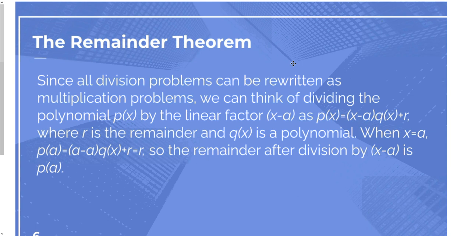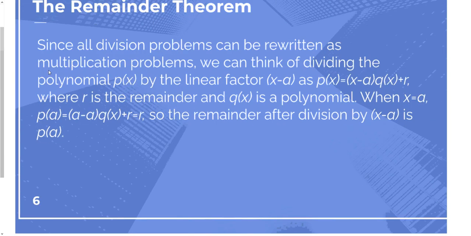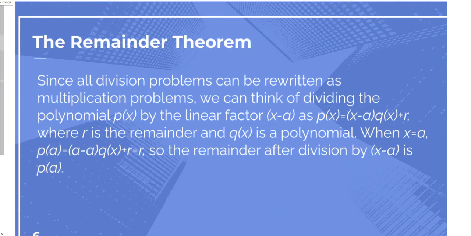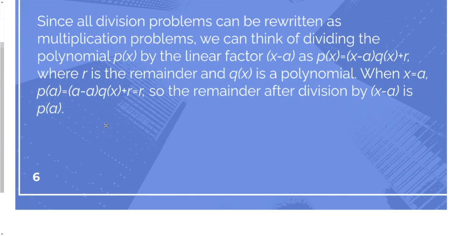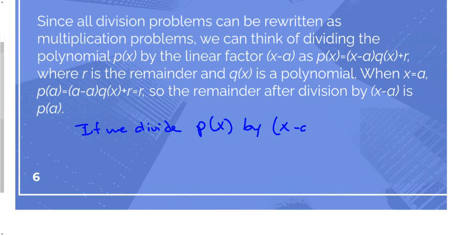So here's the idea, and let me state it in friendlier terms. If we divide a polynomial, p of x, by x minus a, okay? And so again, it's going to be a factor of this form, x minus a, where then a is the x-intercept, right?